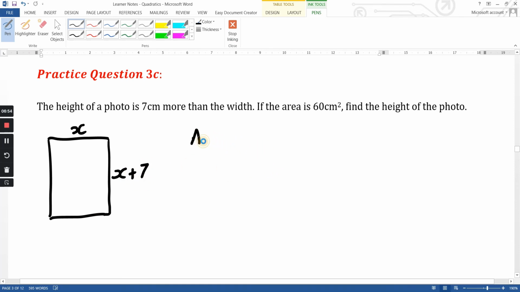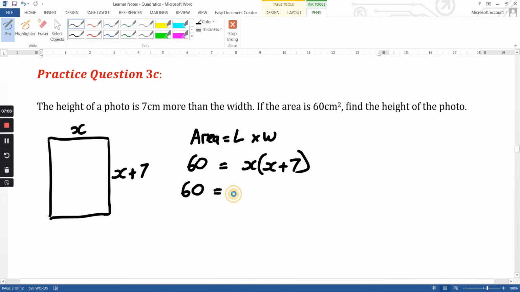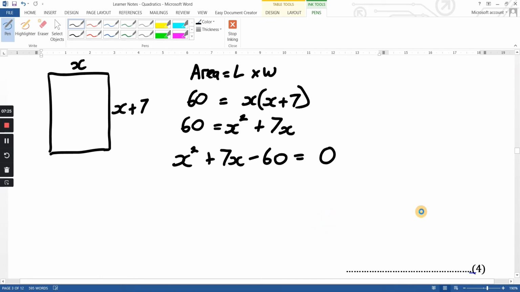And now, same as before. And they're saying the area is 60. Let's expand this. And now let's rearrange. Should get that eventually. Double brackets equal to 0.